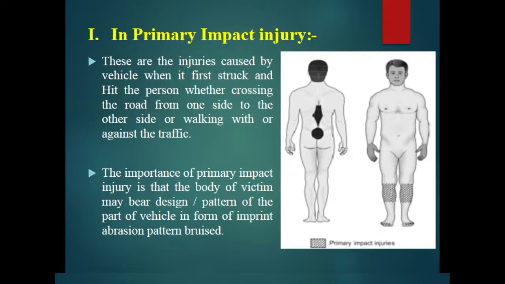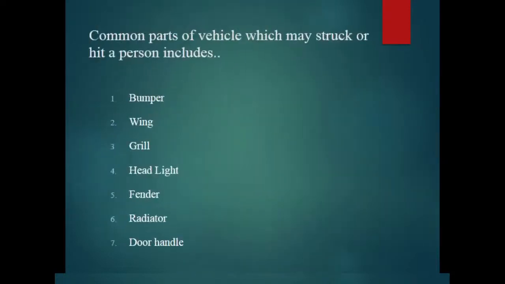In primary impact injuries, we mostly see injuries on the level of the legs. They are shown here approximately. The importance of the primary impact injuries is that this particular part of the human body might bear patterns of the most protruding parts. For example, some logos or the grid of the car might be imprinted on the skin, and seen and studied by the forensic examiner. The most protruding parts are the bumper, wing, grill, headlight, fender, radiator, or door handle, depending on the type of the impact.